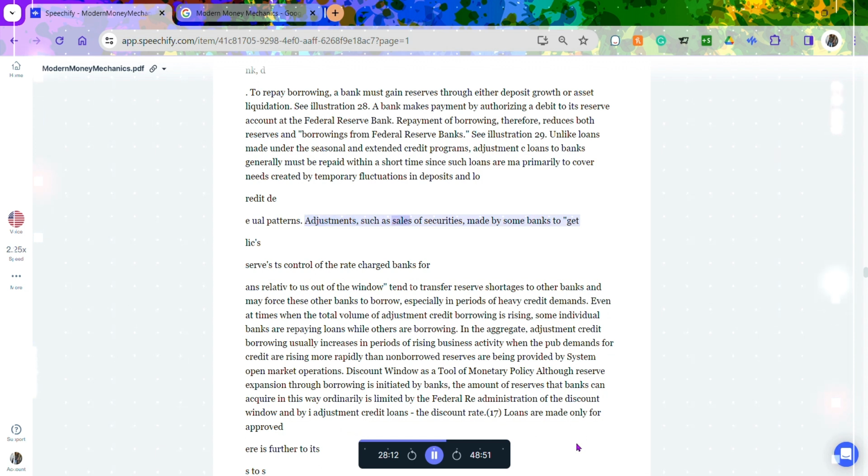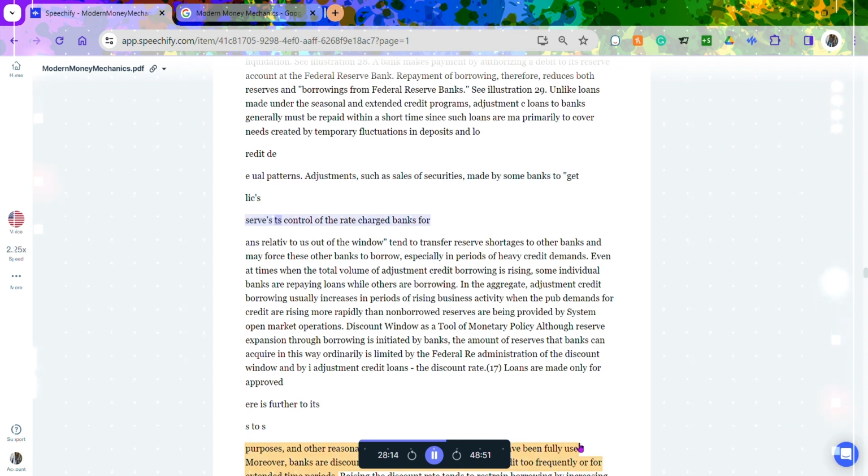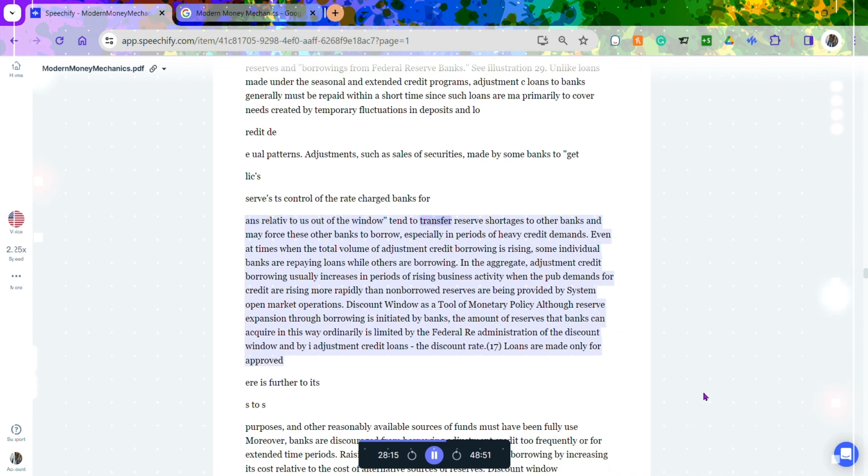Adjustments, such as sales of securities, made by some banks to get reserves, tend to transfer reserve shortages to other banks and may force these other banks to borrow, especially in periods of heavy credit demands. Even at times when the total volume of adjustment credit borrowing is rising, some individual banks are repaying loans while others are borrowing. In the aggregate, adjustment credit borrowing usually increases in periods of rising business activity when the public demands for credit are rising more rapidly than non-borrowed reserves are being provided by system open market operations.